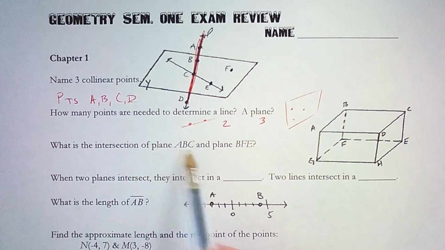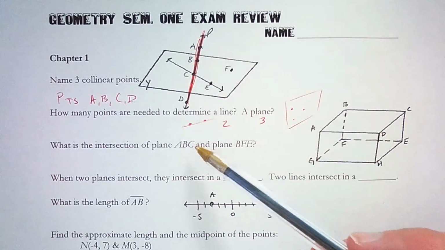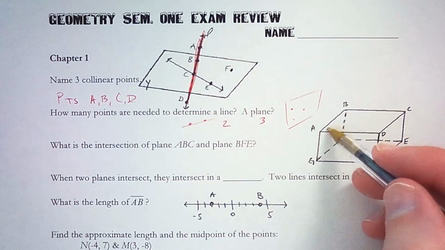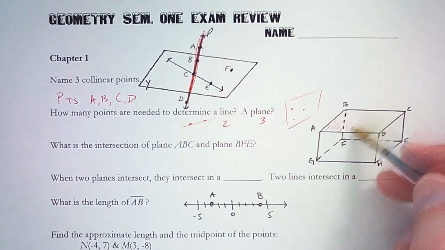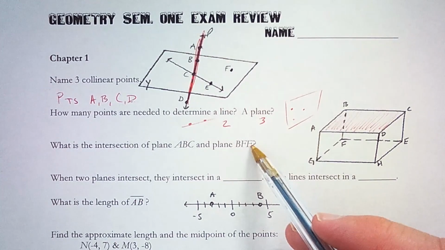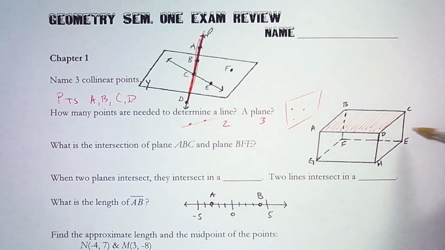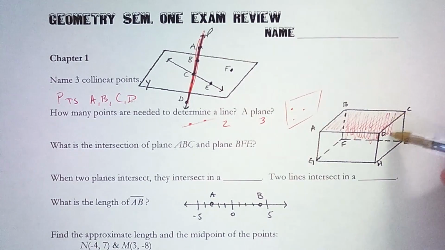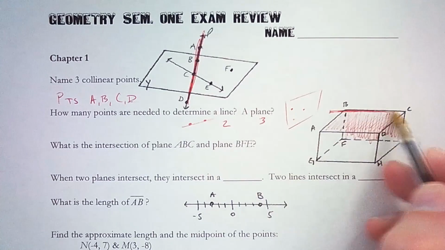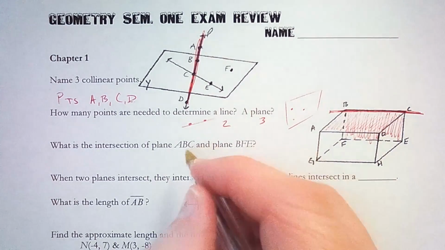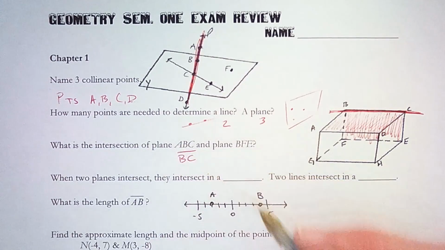What is the intersection in this image right here of plane ABC and plane BFE? Plane ABC is this one here. Plane BFE, that would be this plane back here, and where they come together is their intersection, and that is along this line right here, so it would really be line segment BC.